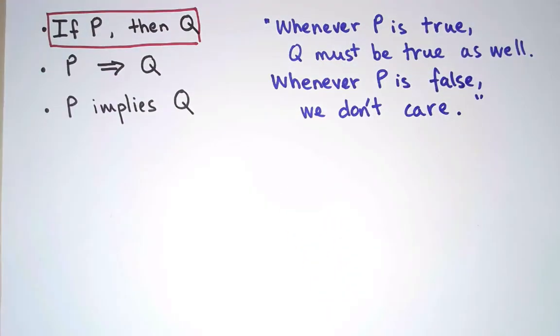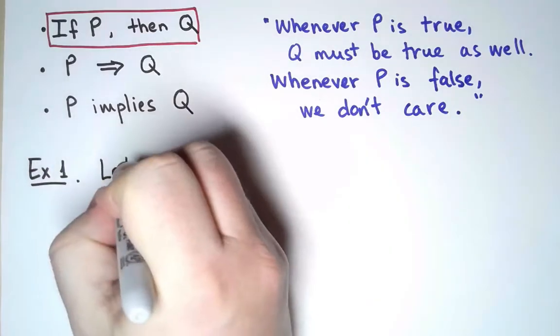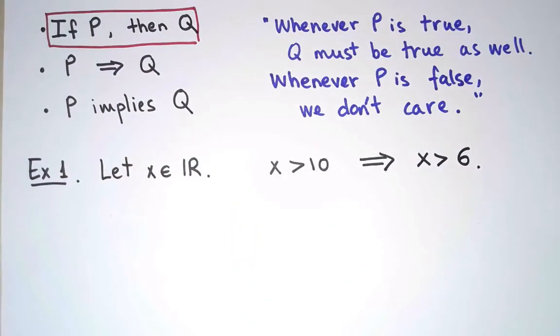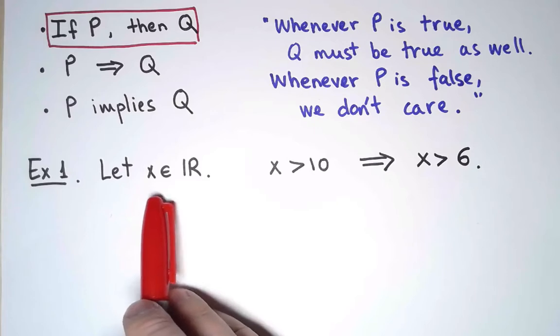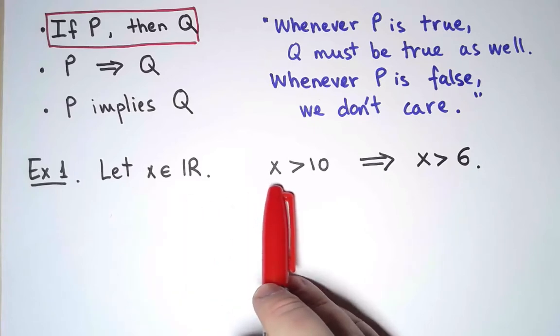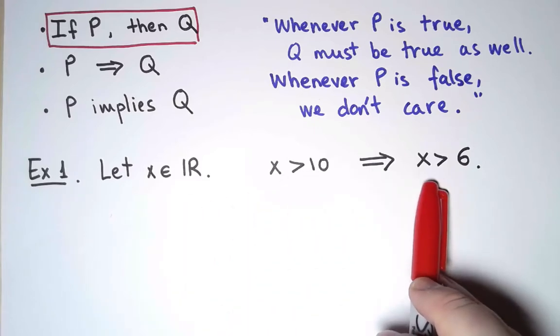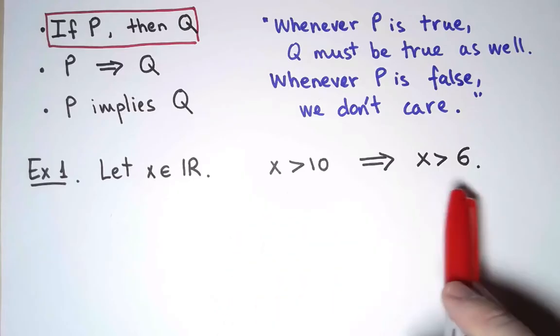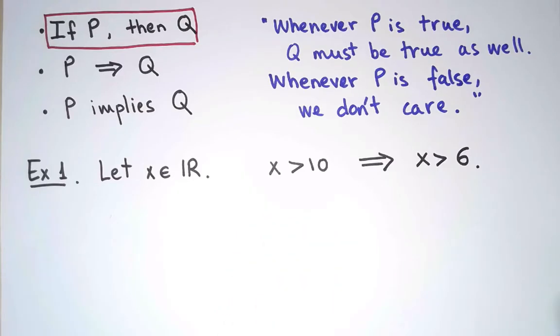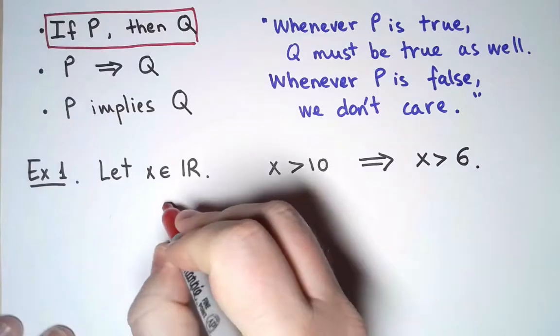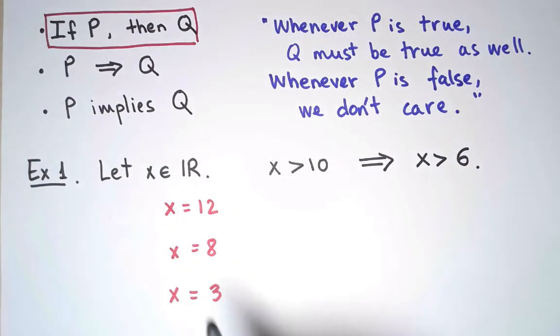So let me write a very basic example to show that this is actually what this means and nothing more. This is a statement about real numbers, and I'm saying that if x is greater than 10, then x must be greater than 6. And I hope you agree, this is clearly true. But let's look at a few specific values of x. Let's look at x equals 12.